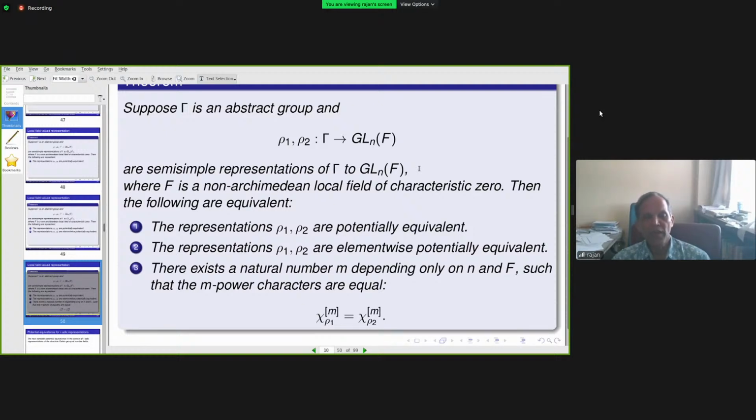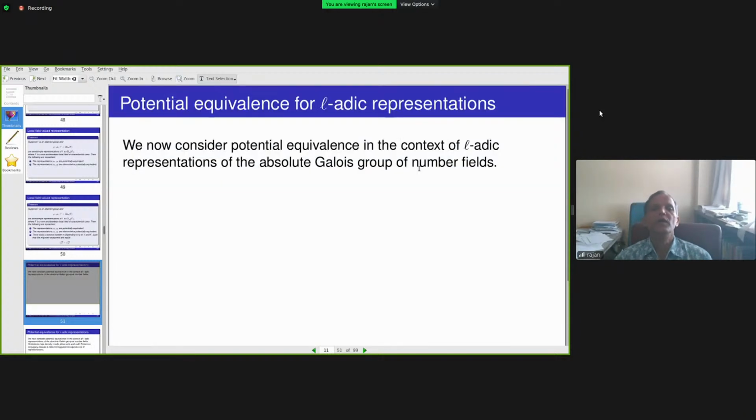So what you have to say is that 2 implies 3. That is all that one needs to do, and that follows because F is a local field, a non-Archimedean local field of characteristic 0, so there are only finitely many roots of unity, and if it is element-wise potentially equivalent, then you can uniformly bound an M, which is independent of G. Okay, so that is a.